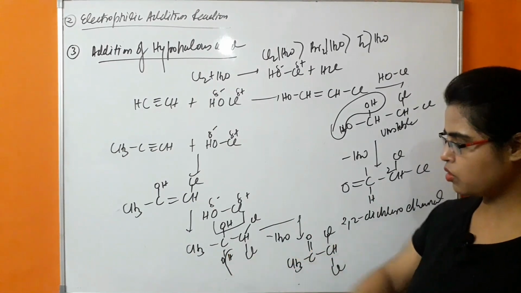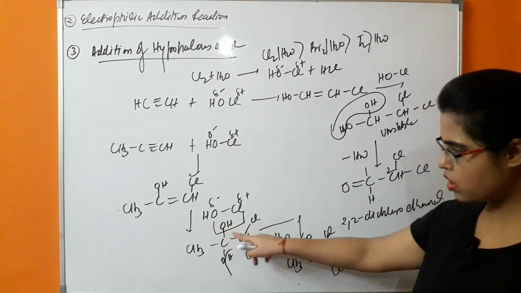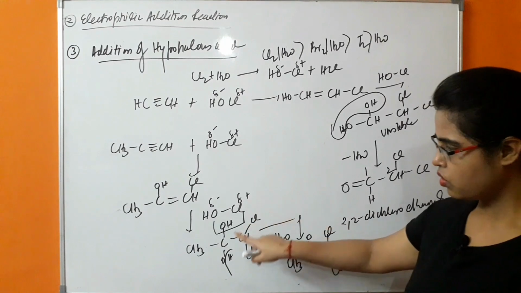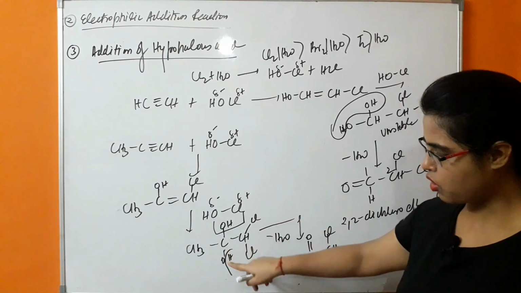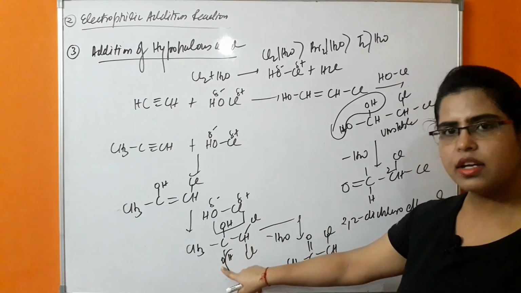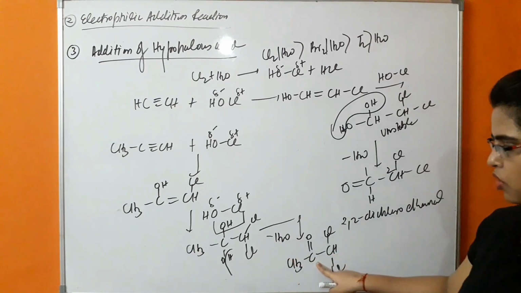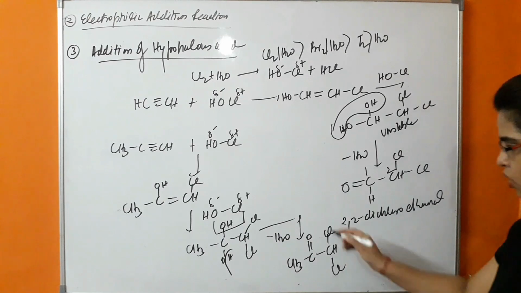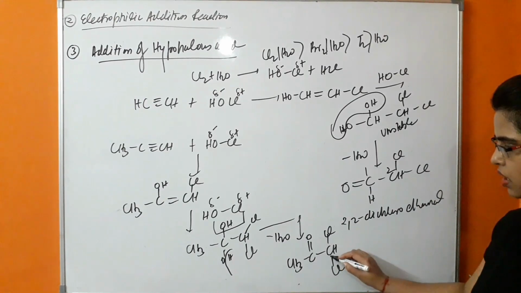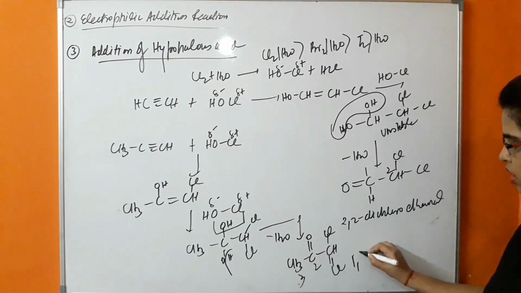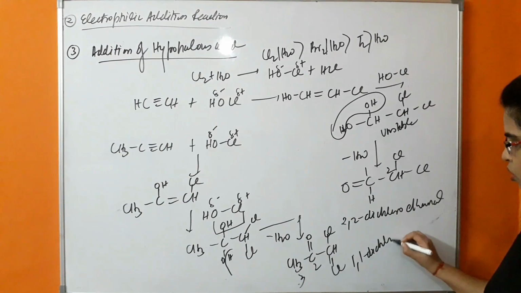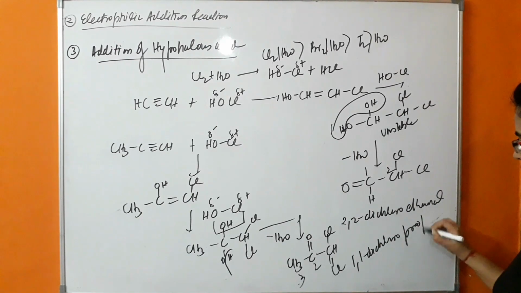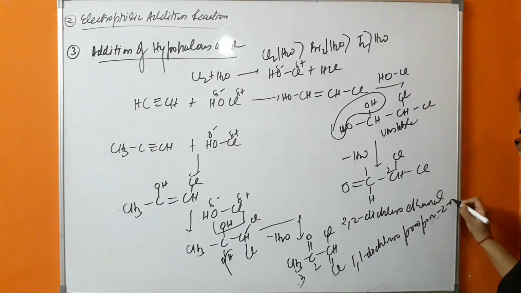So how is this ketone formation taking place? Because this bond will be broken, there will be double bond formation between this carbon and oxygen. So there will be formation of a ketone. The principal functional group is ketone. So what will be the name of this compound? Numbering will be done 1, 2, 3: 1, 1 dichloropropan-2-one.